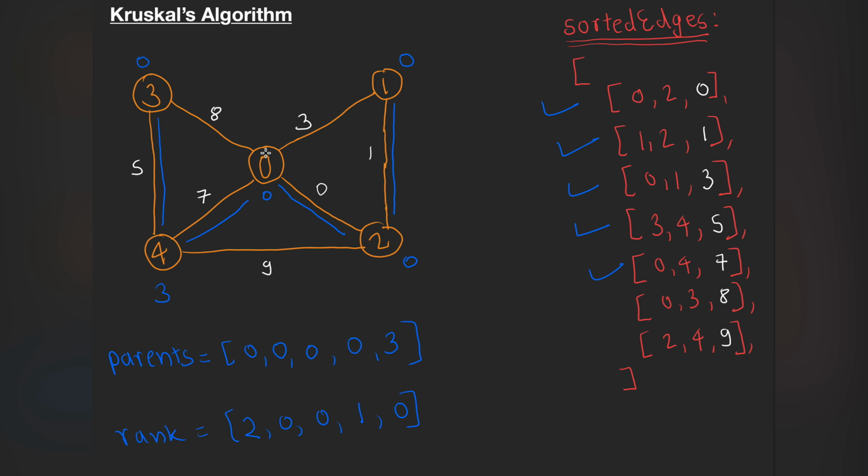This edge connects vertex 0 and 3. We'll check what's the parent of 3. It's 0. The parent of 0 is 0. Both the parents are same. So we'll skip this edge. We'll move to the next stage.